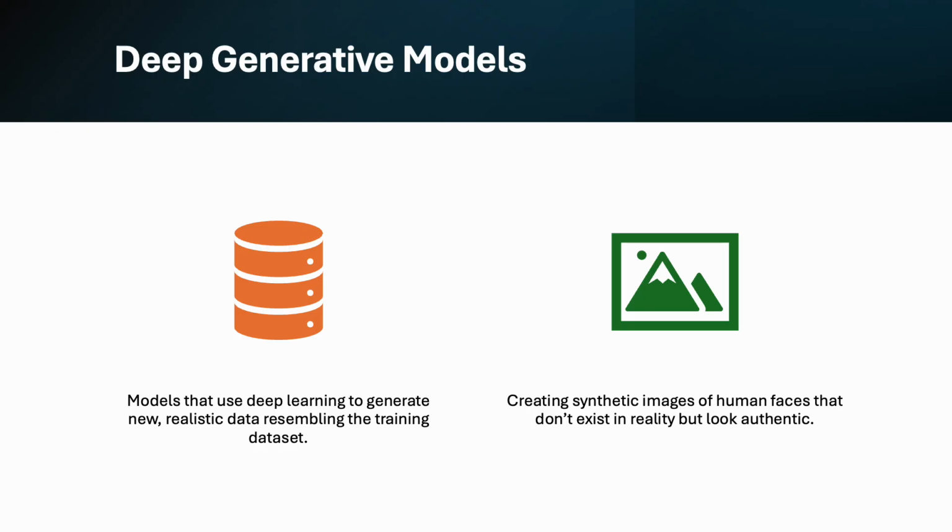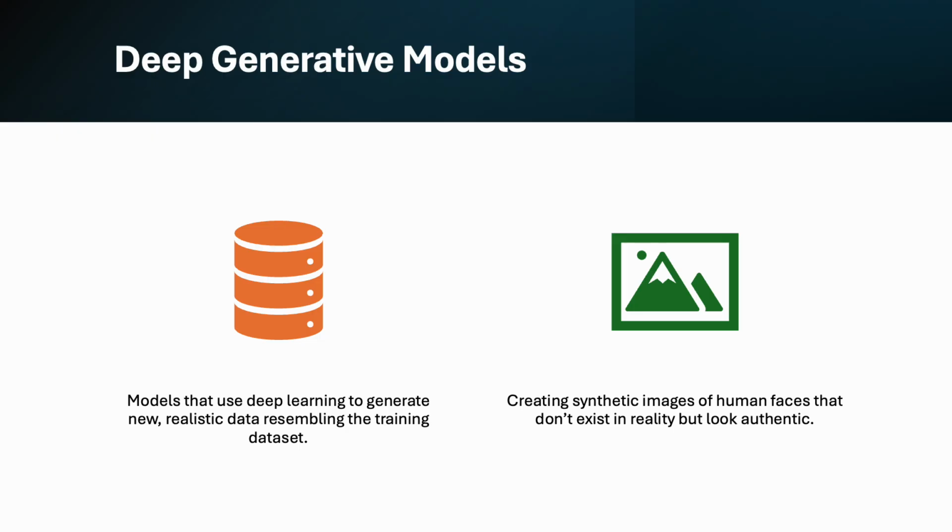Now let's look into deep generative models in a little bit more depth. These are models that use deep learning to generate new realistic data resembling the training dataset, creating synthetic images of human faces that don't exist in reality but look authentic. These models represent a groundbreaking advancement in artificial intelligence, enabling machines to create new realistic data that mirrors the complexity and diversity of real-world information.